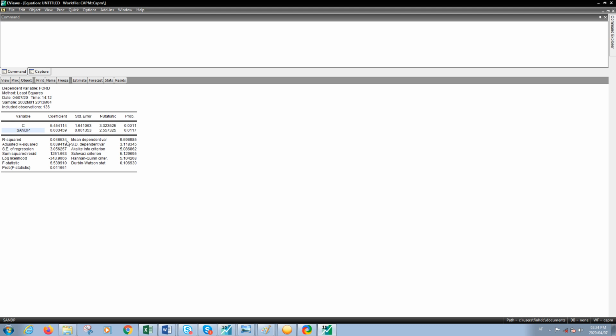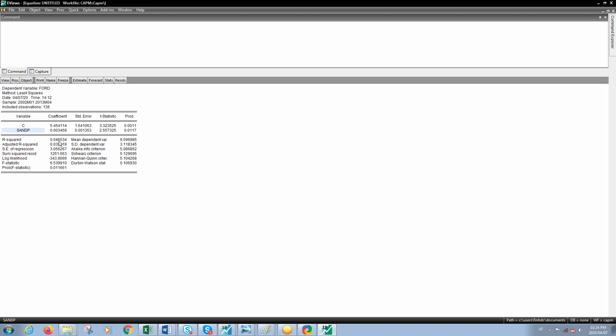4.6534% of the volatility. Sorry, I said increase. It's not increase. It's volatility. So 4.6534% of the volatility in our Ford share price can be explained by the volatility in the Standard & Poor index. I'm going to say that one more time.